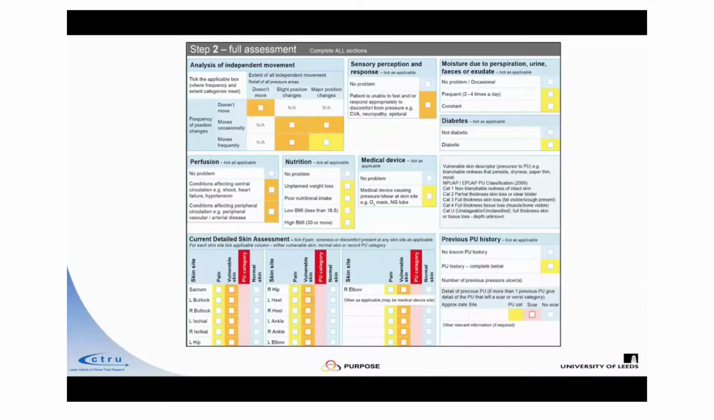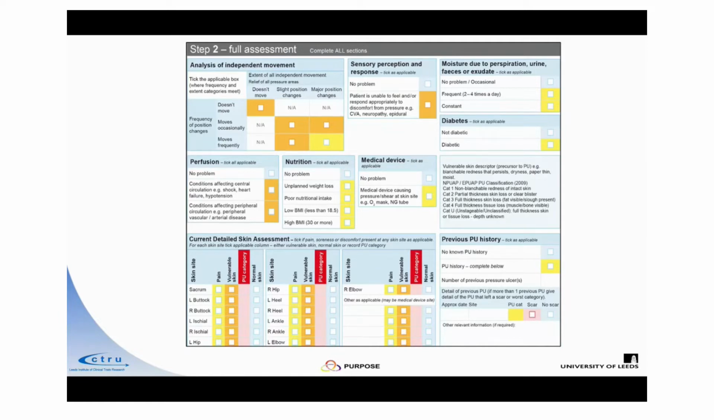And the two factors that are really important are the extent of independent movement. So basically, are they actually relieving all the pressure areas, or is it just a slight movement where probably they're not completely offloading the pressure? And then also the frequency of the position changes. So are they just doing this every now and again, or are they moving consistently all the time? And as it's like a matrix, you would plot that. So somebody might move frequently and make major position changes, and there would be a yellow, and then the others fall into the amber category.